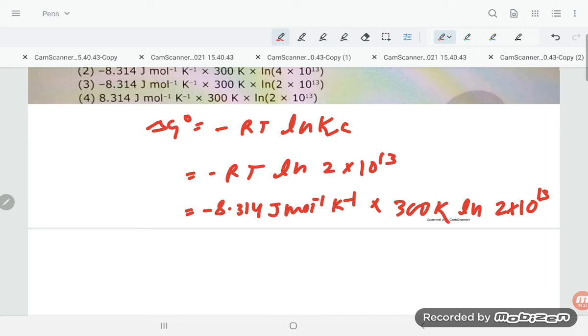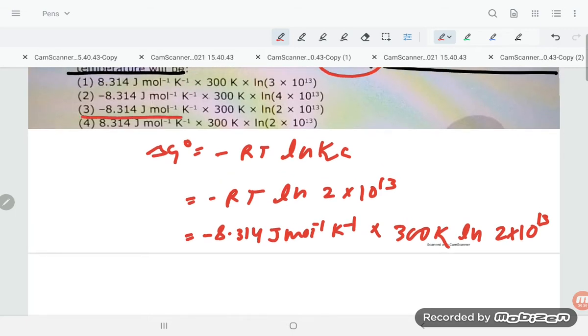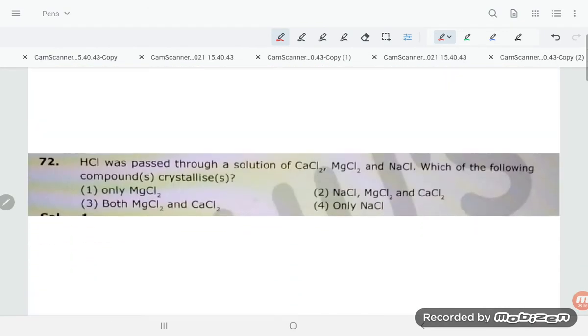So match with the options, student, which one will come? Option number third is matching. Second is not matching, students. Why? The minus sign is not there in the third, and here is the 3 they mention, here 4. So the correct option is option number 3 for 71.